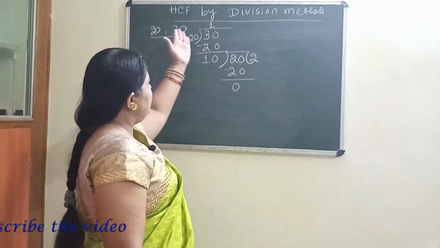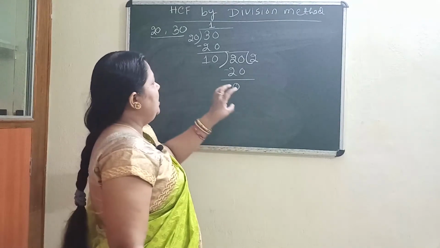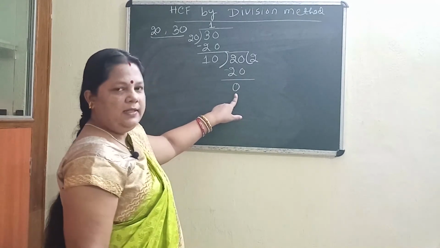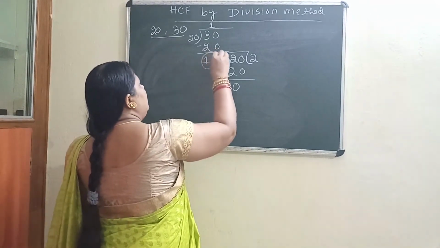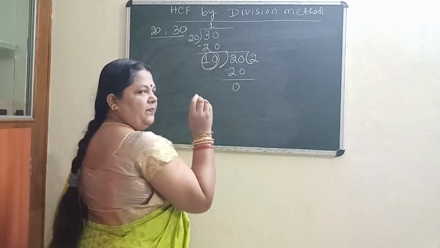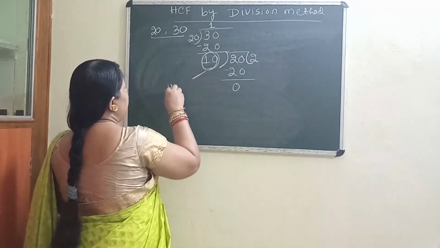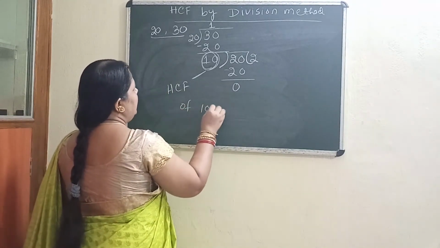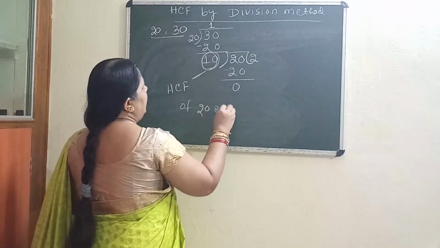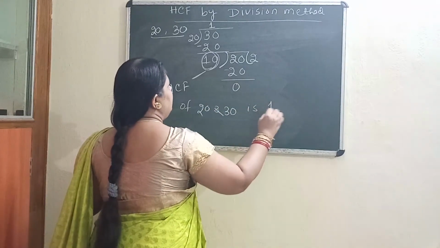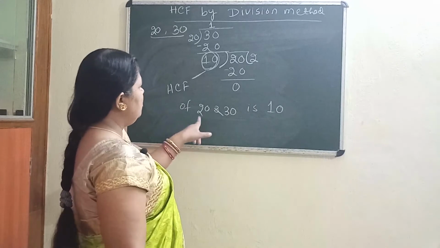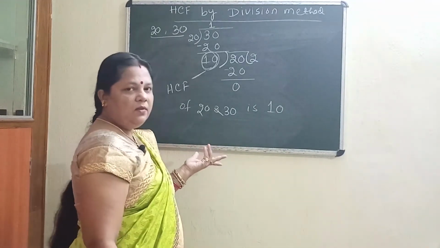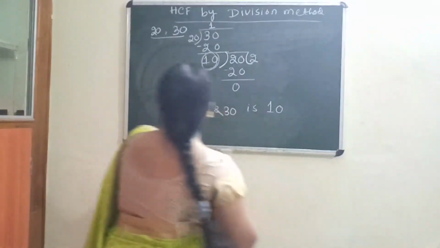Clear? So this division process will continue until your remainder is 0. Okay. So now we got here 0. So which one is the last divisor? That will be your HCF. So here HCF of 20 and 30 is 10. If you divide these 2 numbers by 10, you will get the quotient and remainder as 0. Clear?